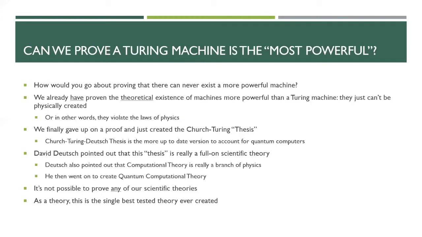And Deutsch points out that this thesis is really a full-on scientific theory. Now, people don't think of it that way. They can almost see it as a scandal that we've got this really important principle in computation called the Church-Turing thesis. It's the basis for all of computational theory, and yet we have no proof for it. Well, Deutsch points out, actually, it's a scientific theory. There are no proofs for any scientific theories, because of the reasons we talked about in our previous podcasts. And in fact, this is really a branch of physics. So of course there's no proof of it, right?